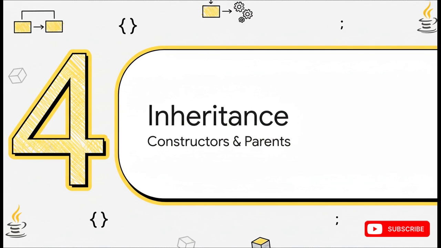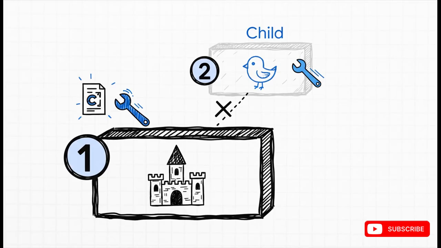But now, let's throw a wrench in the works. What happens to constructors when we bring another huge concept into the mix, inheritance? All right, listen up because this is super important. Constructors are not inherited. A child class does not automatically get its parents' constructors. And this is the key. For a child object to even exist, its parent part has to be built first. This means the parent class constructor always runs before the child class constructor.